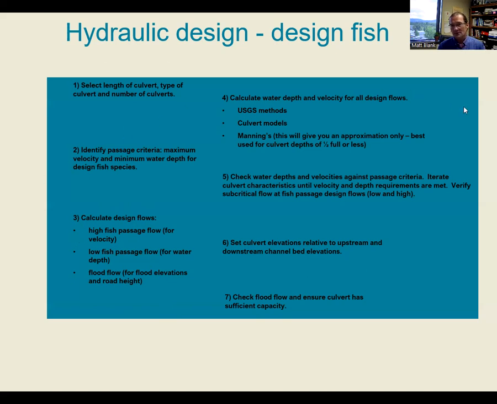And then you use those models or those mathematical techniques to do that. Then step 5 would be we're checking that calculated velocity and depth for those flows of interest. We're checking that velocity and depth against the swimming performance of those fish. And if the velocity and depth is less than the velocity the fish needs, then that might be a good design. And then you set your invert elevations, and generally within that process, you're also going to be checking the flood capacity of that structure, making sure that is also sufficient.